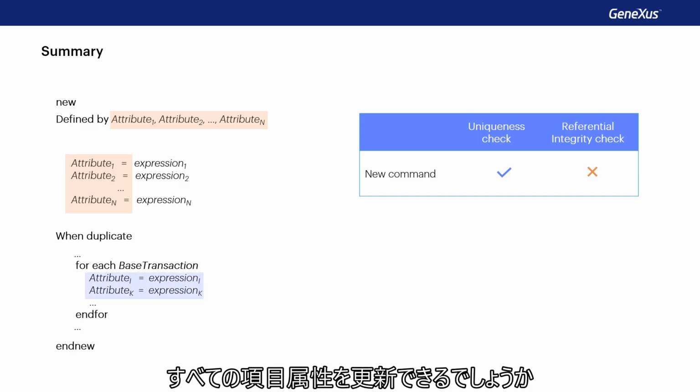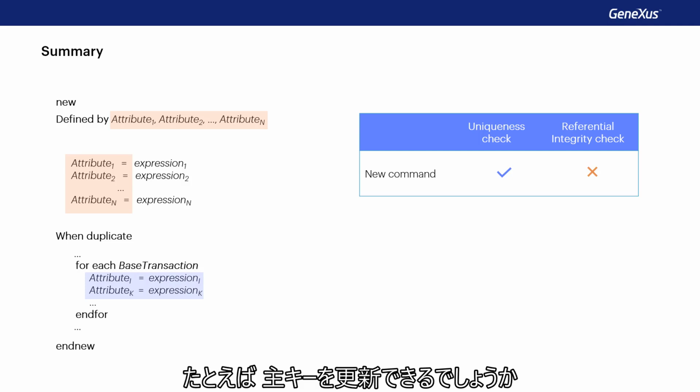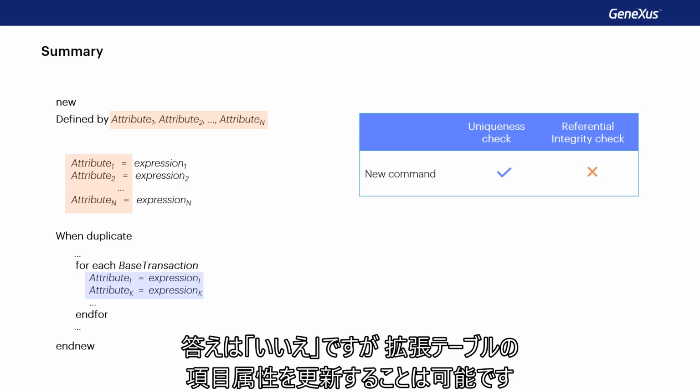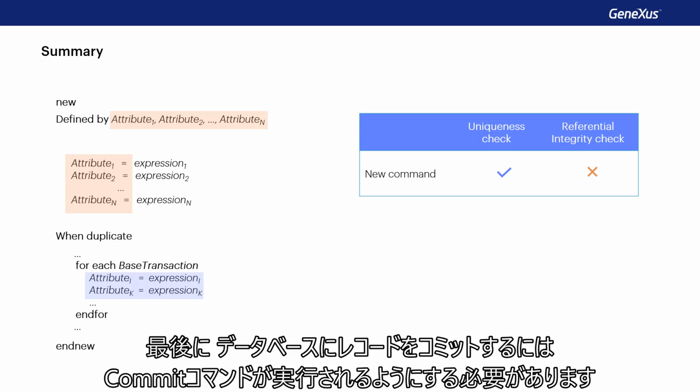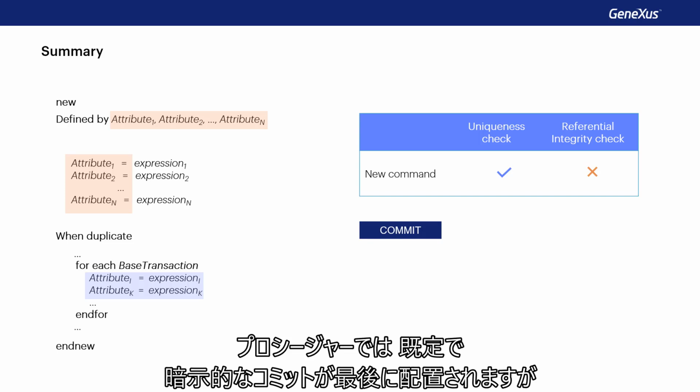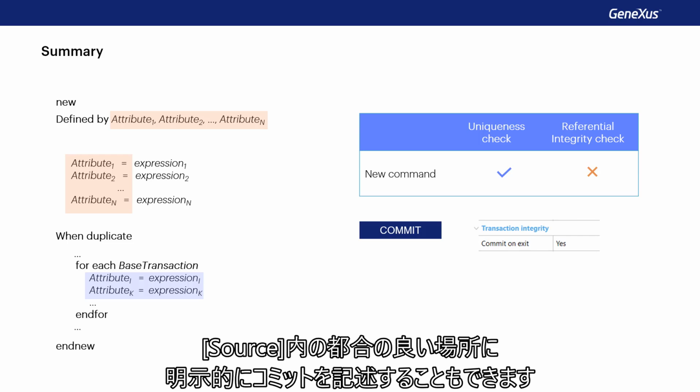Can all attributes be updated? For example, can the primary key be updated there? The answer is no. But it will be possible to update attributes of the extended table. Finally, for the record to be committed in the database, we must make sure that the commit command is executed. In a procedure, by default, an implicit commit is placed at the end, but we can explicitly write commits in the source where it's convenient for us.